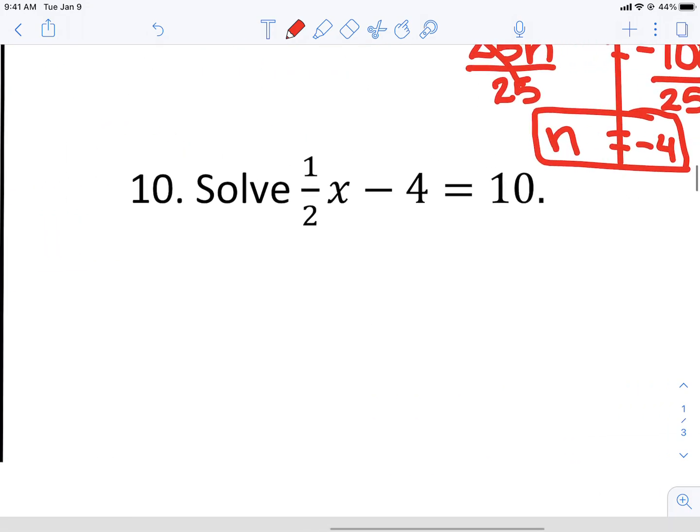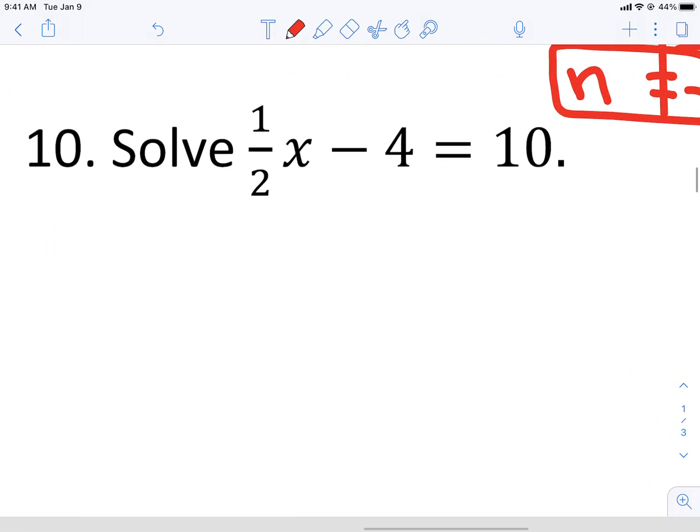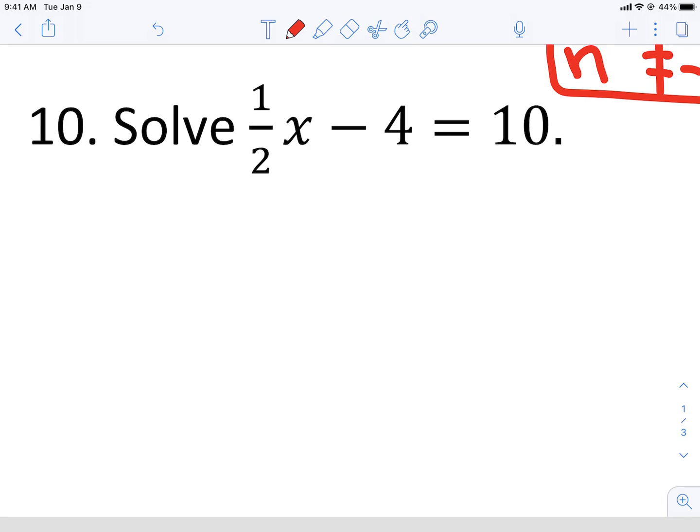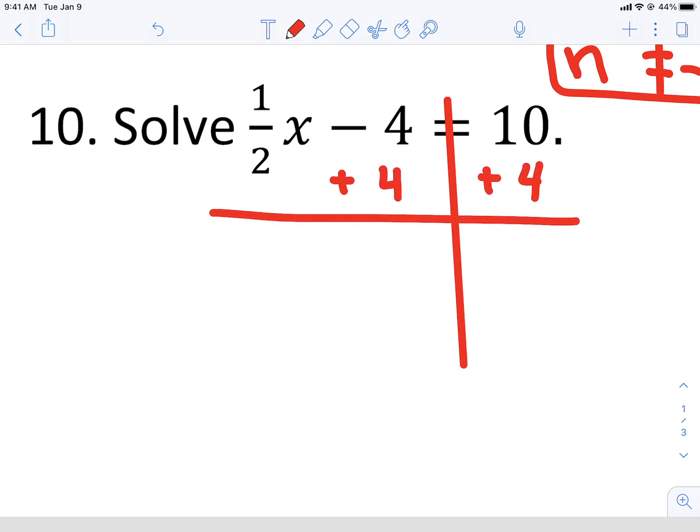Okay, one last question. We have a multi-step question. There are 2 ways to go about this, and I'm going to show you both ways. First off, we can leave it written how it is. When I do that, I draw a line through the equal sign. I want to add the 4 to both sides. Negative 4 plus 4 zeroes out. I'm left with 1/2 x equals 14.